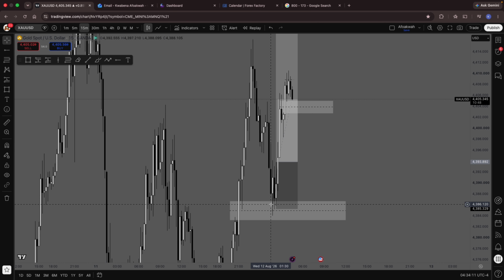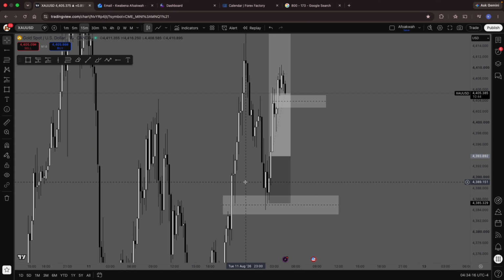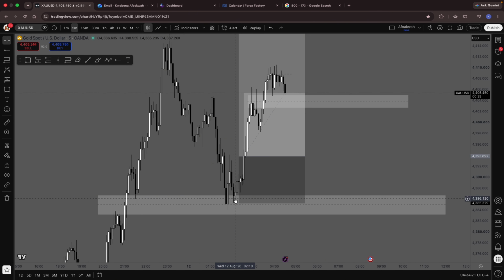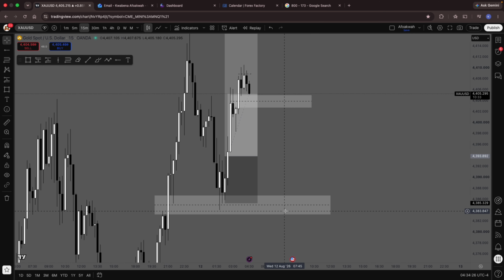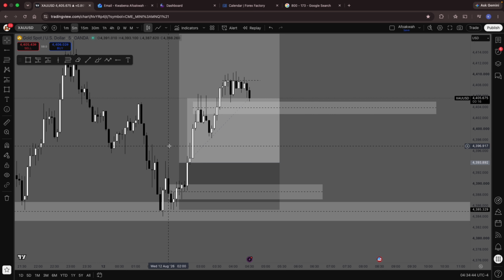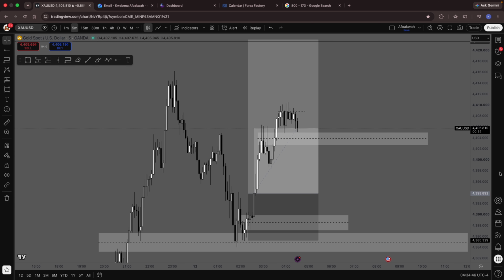And before I enter on the 5, what I will need to see is us delivering from a 15-minute confluence. I want to see that entry signal from a 15-minute confluence. So right here, this was the order block I was playing off. We tapped into this one, created a little order block right here, tapped into it, and that makes the 5-minute valid, right? So it's super simple.